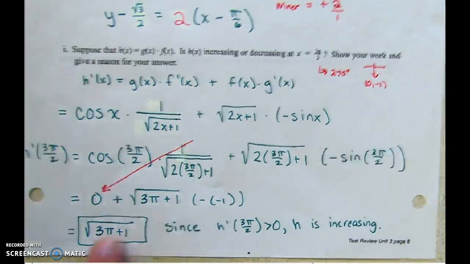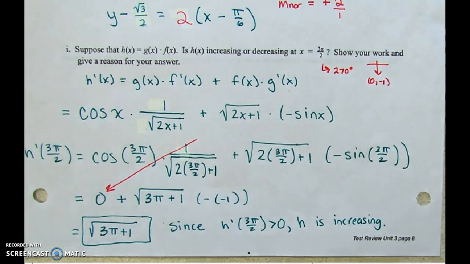I bet you've never seen that answer before. Okay, you tell me, is this positive or negative? Well, I don't know, there's no sign. Well, the square root will always be positive, is this positive in front? It will always be positive. So h prime of 3 pi over 2 is greater than 0, means h is increasing.